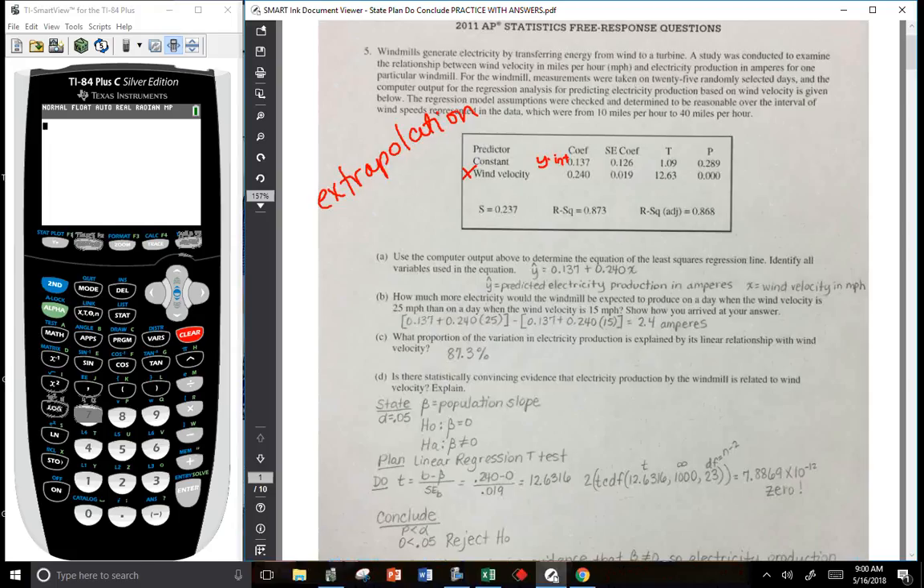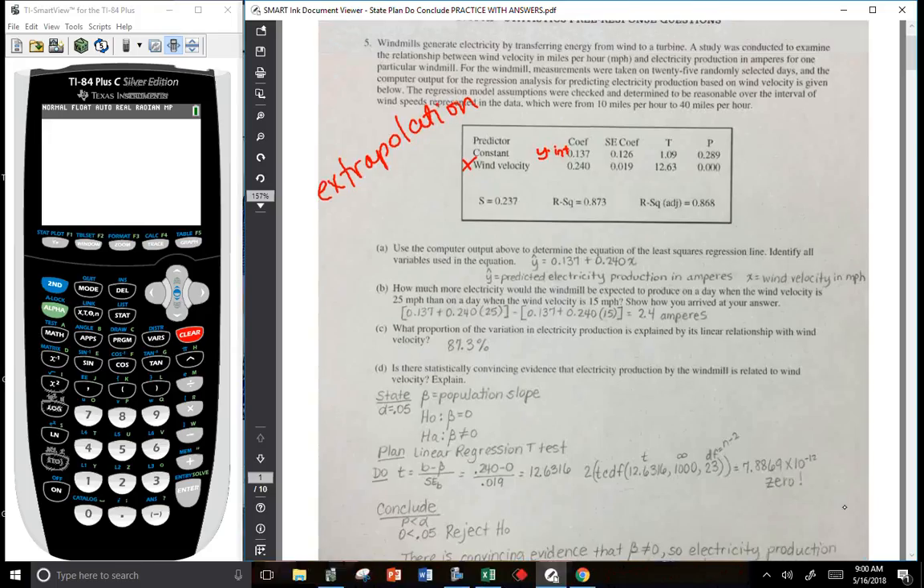Okay, part B. How much more electricity would the windmill be expected to produce on a day when the wind velocity is 25 miles per hour than on a day when the wind velocity is 15 miles per hour?